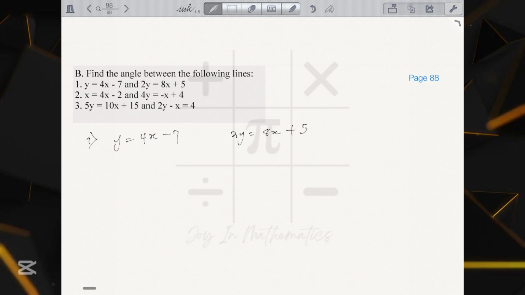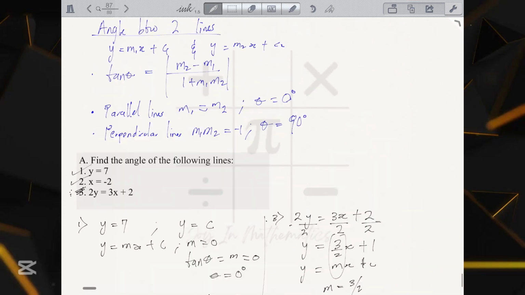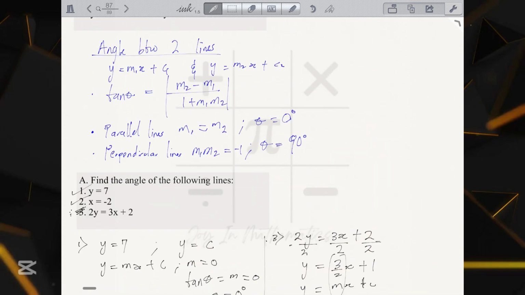The first thing to do is to check out the gradient, that means the slope. Are they equal, or is the product of the two slopes equals to minus 1? If the product of the two slopes is equals to minus 1, we have that theta is equals to 90 degrees. If the slopes are equal, then the angle between the two lines is 0 degrees.